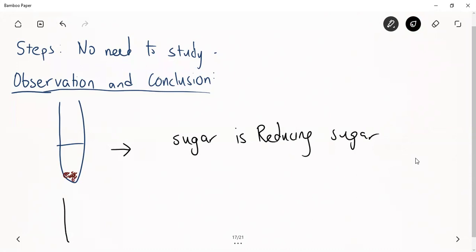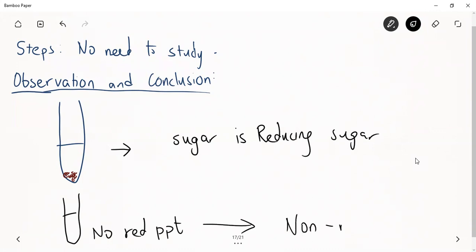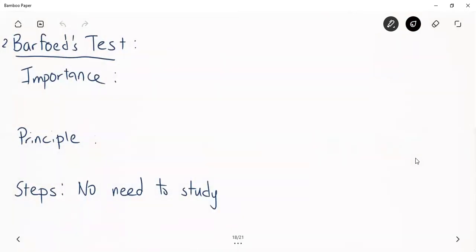If on the other hand you do not see any red precipitate, the sugar is non-reducing. So again, the observation and conclusion: if we see the red precipitate, the sugar is reducing sugar. If we do not see the red precipitate, the sugar is non-reducing sugar. That's the first test, Benedict test.